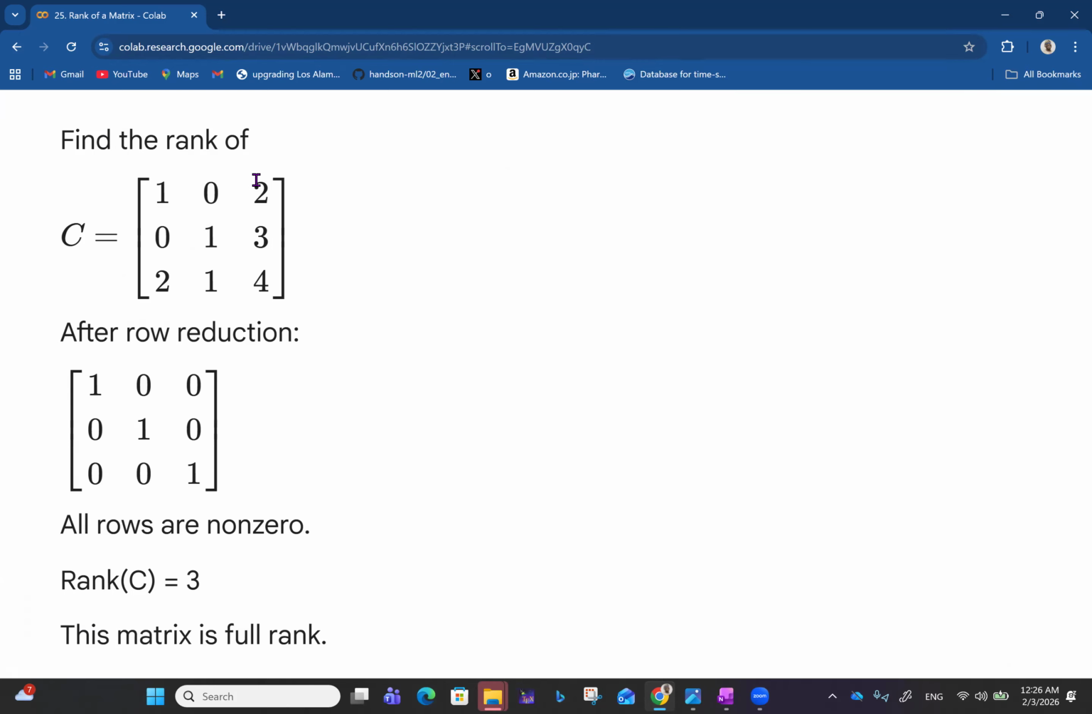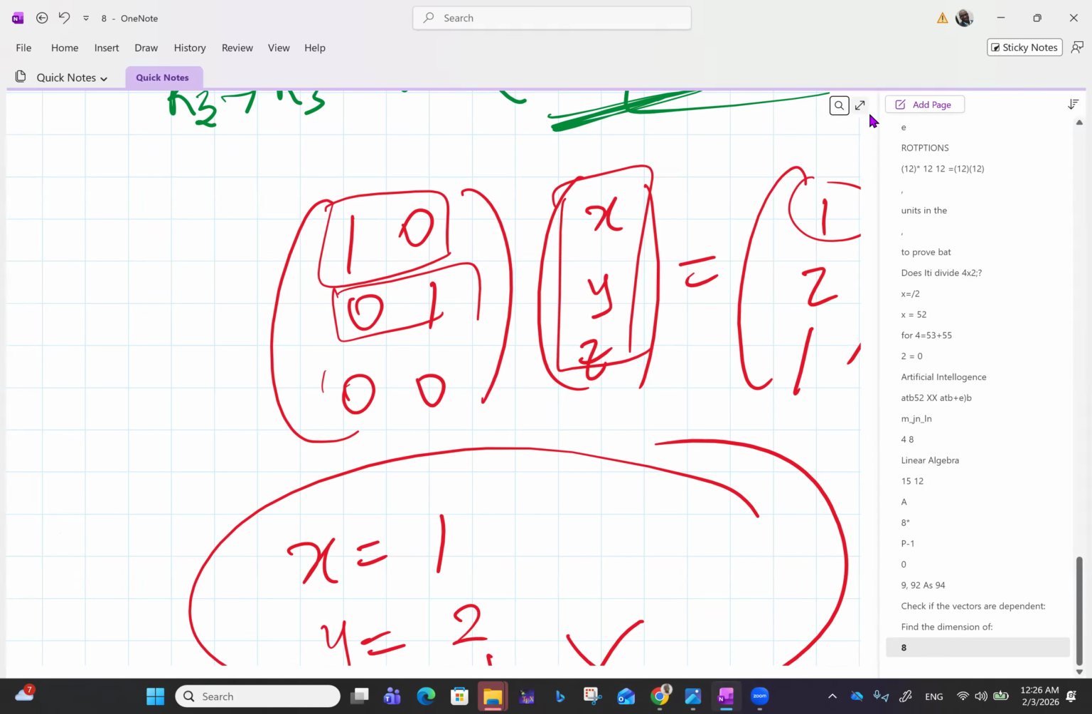So find the rank of [[1, 0, 2], [0, 1, 3], [2, 1, 4]]. Of course, I guess I have to go and do the row reduction, because something must have been skipped here.